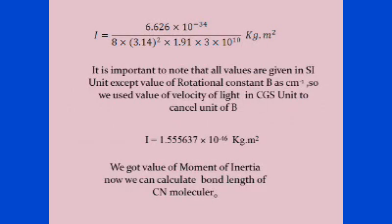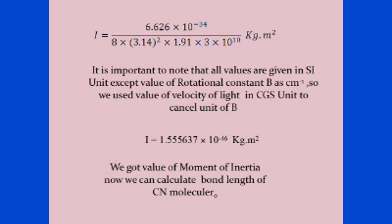So after putting the value of h as 6.626 into 10 to the power minus 34, and the value of pi as 3.14 squared, multiplied by 1.91, and the value of c as 3 into 10 to the power 10. If you carefully note, the value of B and the value of c are in CGS unit, but the remaining values are all in SI units. This is because c is centimeter per second and B, the rotational constant, is per centimeter, so they cancel each other and the units become SI units.